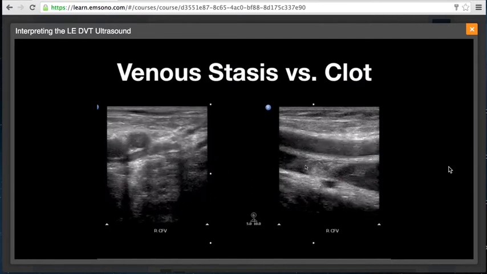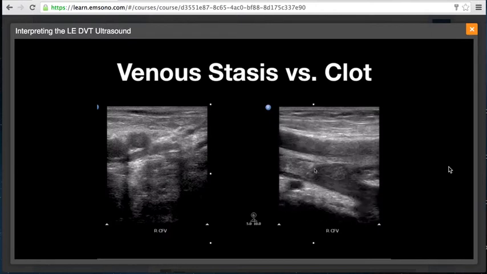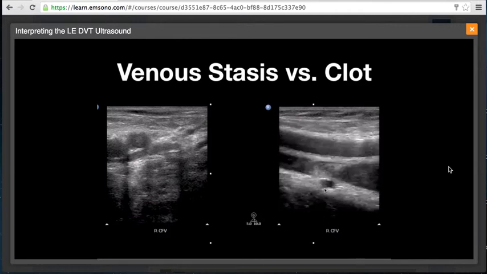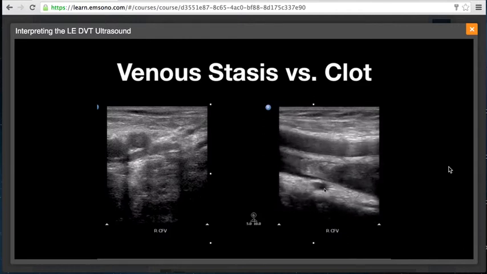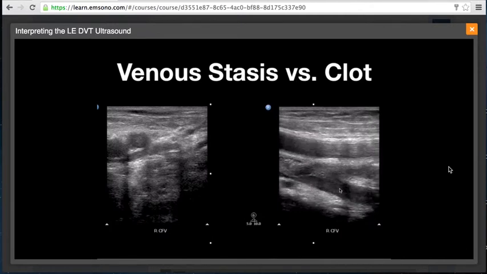And here is a sagittal view of the vessel. You can see here's thrombus, echogenic fill-in, but you can see even in the patent parts of the vein that there is some spontaneous echo contrast due to venous stasis, but this should not be confused with clot.